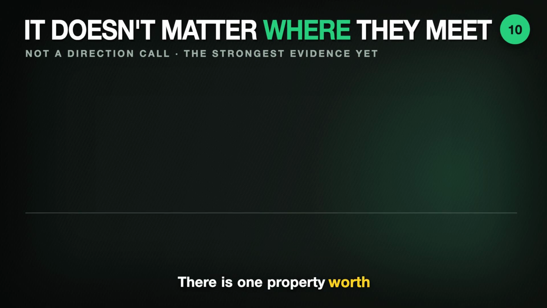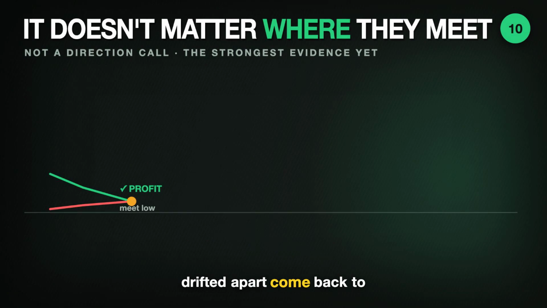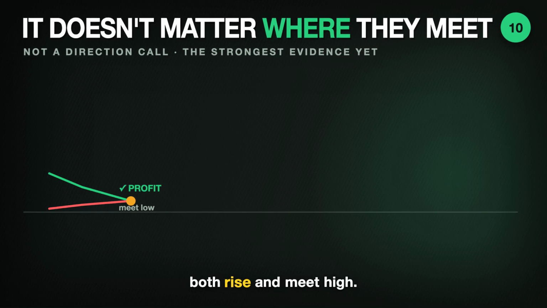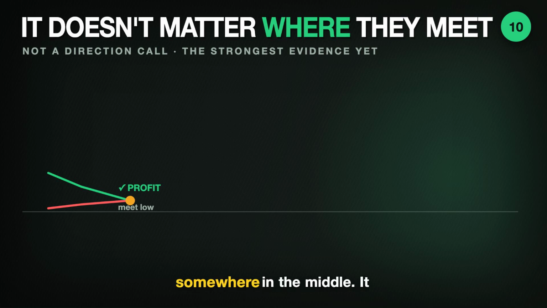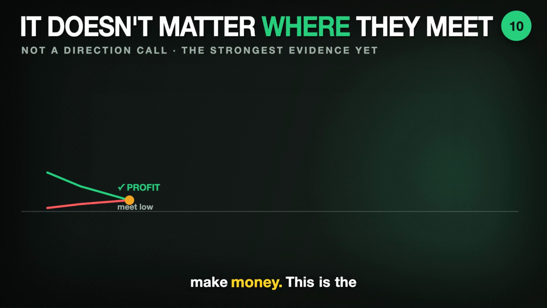There is one property worth stopping on before we go further. 2 prices that had drifted apart come back to the equilibrium point. But where do they meet? They can both rise and meet high. They can both fall and meet low. They can meet somewhere in the middle. It does not matter where they meet. If they meet, you make money.